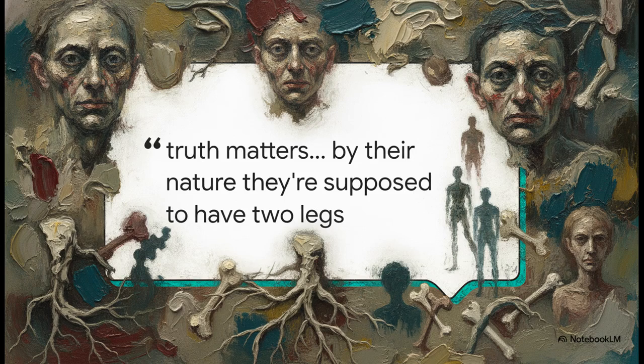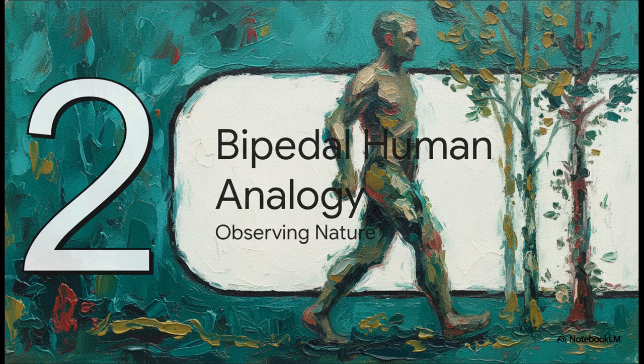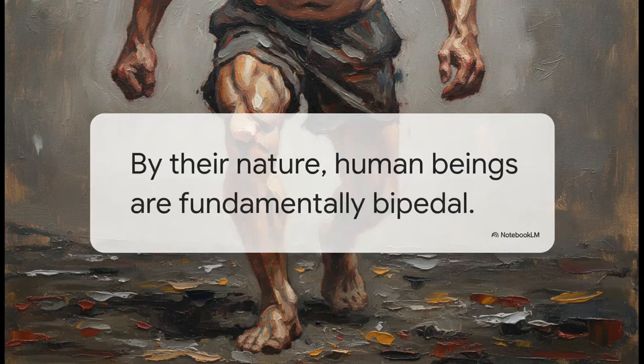This concept of a fixed underlying nature is literally the bedrock upon which the rest of the speaker's logic is built. Moving right along to Part 2, the bipedal human analogy. To make this abstract philosophical premise of nature a bit more concrete, the speaker immediately introduces a physical analogy. They start with a baseline assertion that's universally recognized. By their nature, human beings are fundamentally bipedal. We know humans have 2 legs.